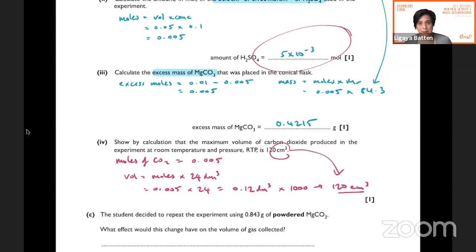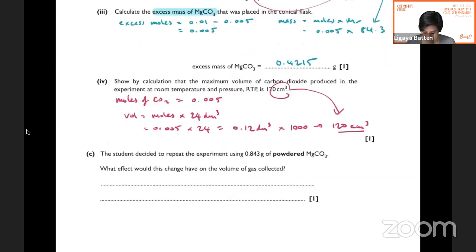Okay, so we've proved that we expect this if everything reacts the way we would expect it to. We've shown that if 0.005 moles of sulfuric acid reacts with our excess of magnesium carbonate, we're going to produce 120 centimeters cubed of our carbon dioxide.